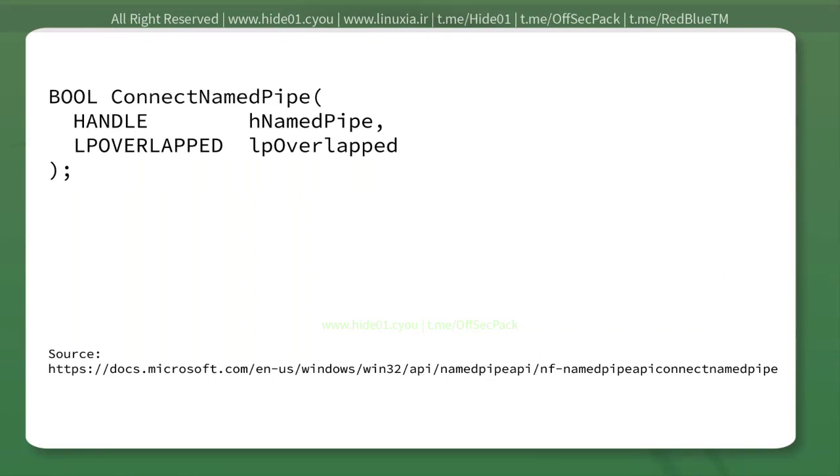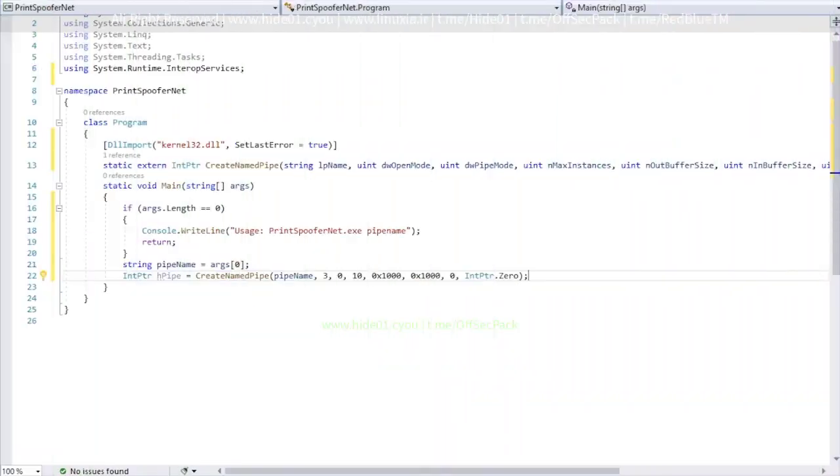Next, we must invoke connect named pipe. The first argument is a handle to the pipe, which is returned by create named pipe. And the second is a pointer to a structure used in more advanced cases. In our case, we'll simply set this to null. Next, we add the code required to import and call connect named pipe.